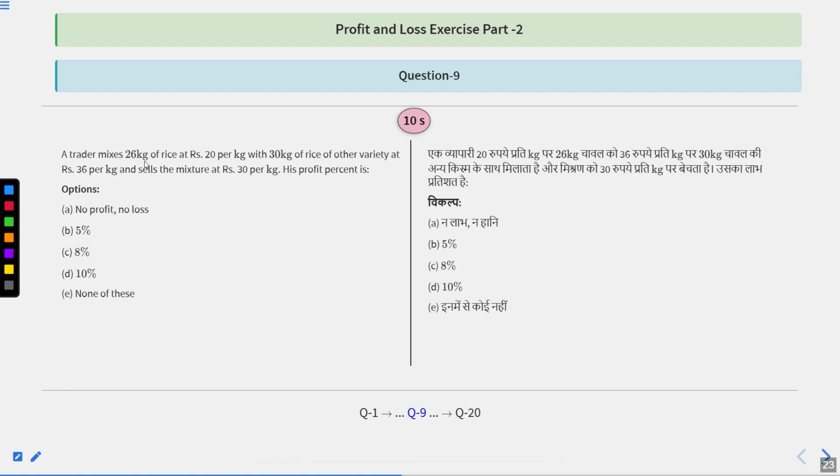A trader mixes 26 kg of rice at 20 rupees per kg with 30 kg of rice of another variety at 36 rupees per kg and sells the mixture at 30 rupees per kg. His profit percent is? You have 5 options and 10 seconds to analyze the question. Your time starts now.